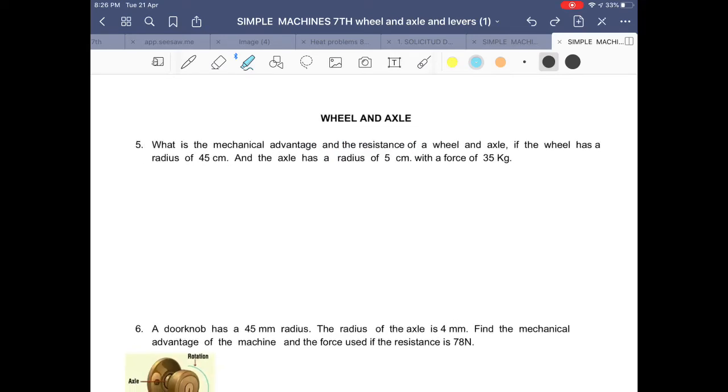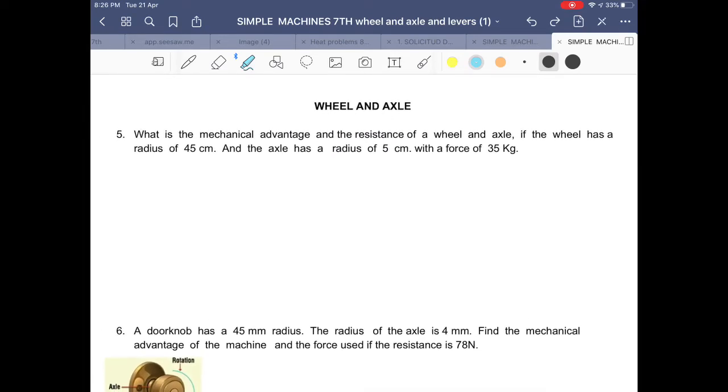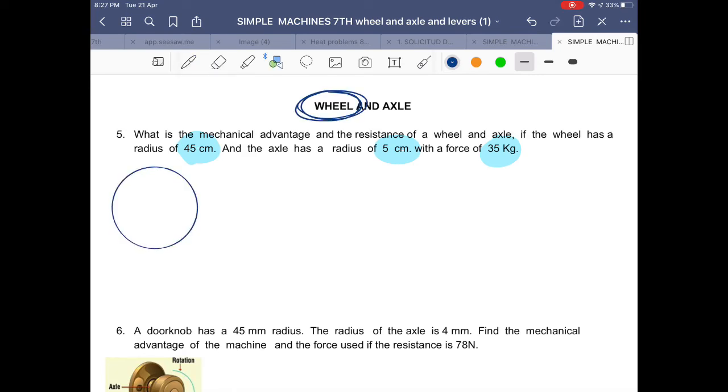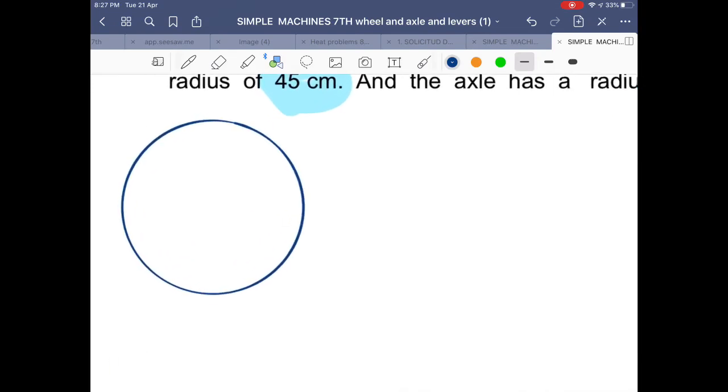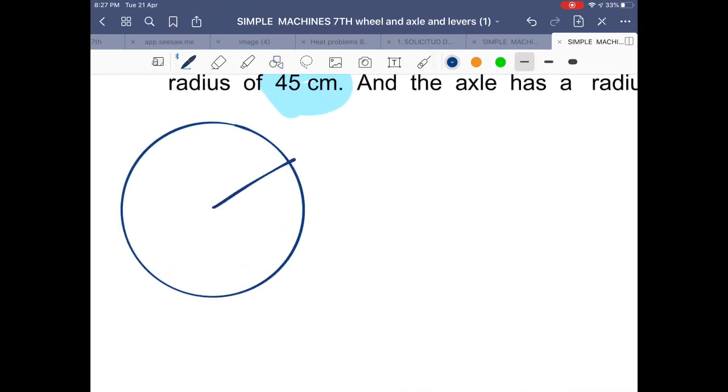In problem number 5, it says, what is the mechanical advantage and the resistance of a wheel and axle if the wheel has a radius of 45 centimeters and the axle a radius of 5 centimeters with a force of 35 kilograms? Okay, it's important for you to know or to remember that in this type of problems, we're talking about wheels. So we already know that a wheel is round. Yes? And because it's round, we know that it has a radius.